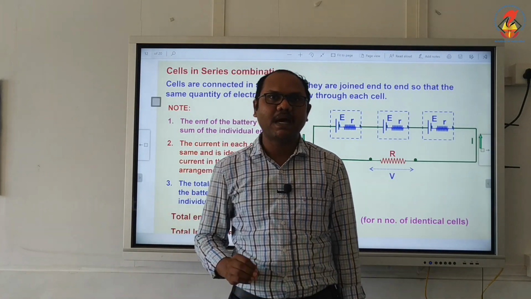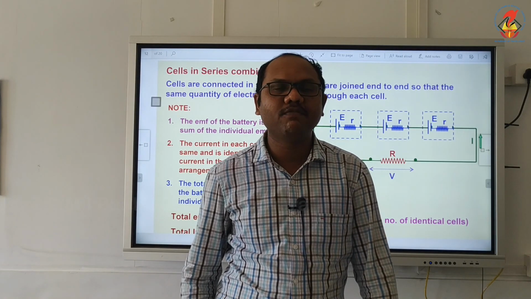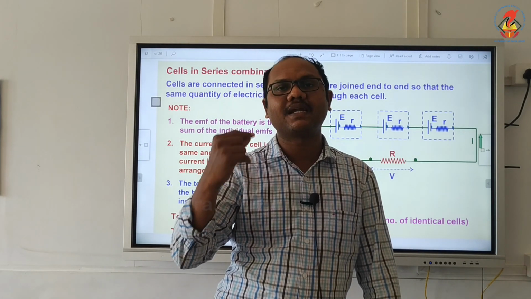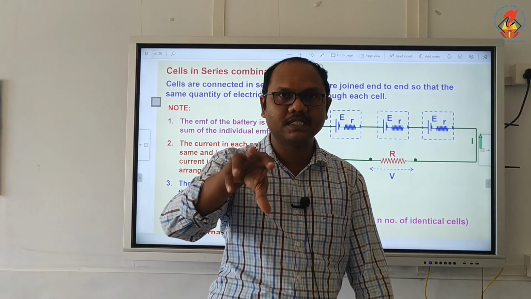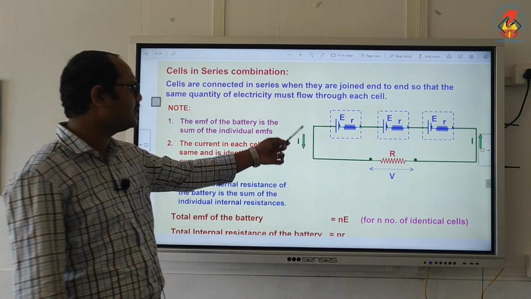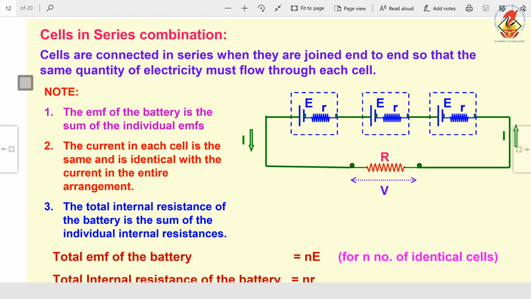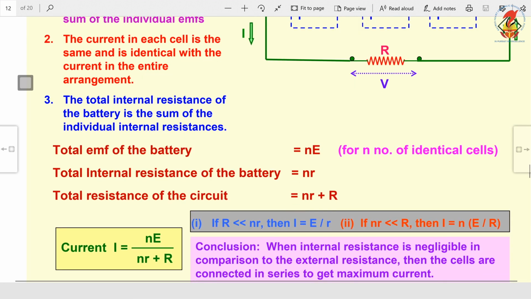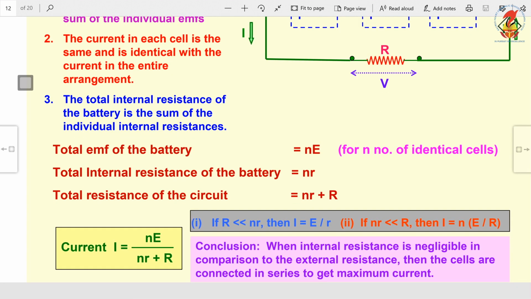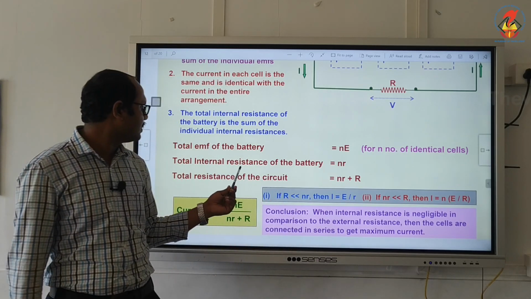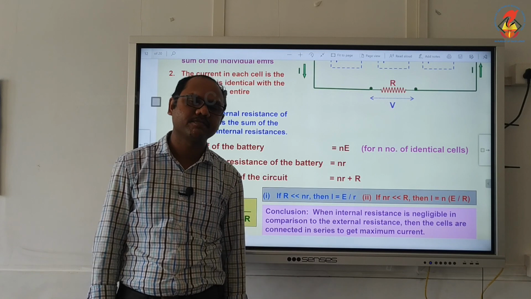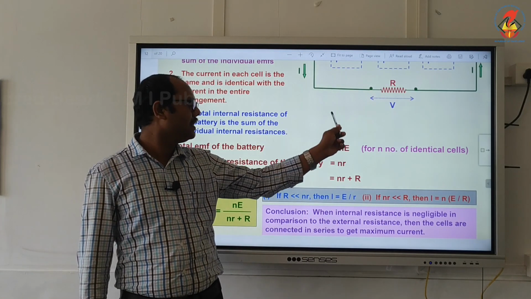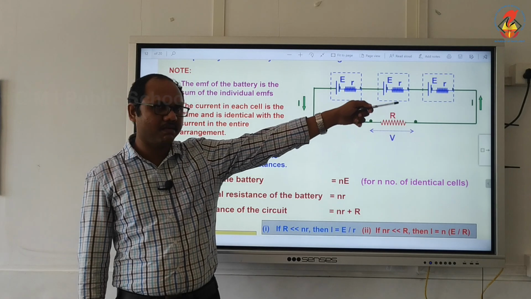Now, when do we connect cells in parallel? Cells are connected in parallel if we require more current. At that time, there is no change in the potential difference. So, just see here, I have just marked 3 cells. All of them have the same EMF E and internal resistance r. They are connected to the external resistance capital R. Then the total EMF will be n times E. Total internal resistance will be n times r, if there are n cells.